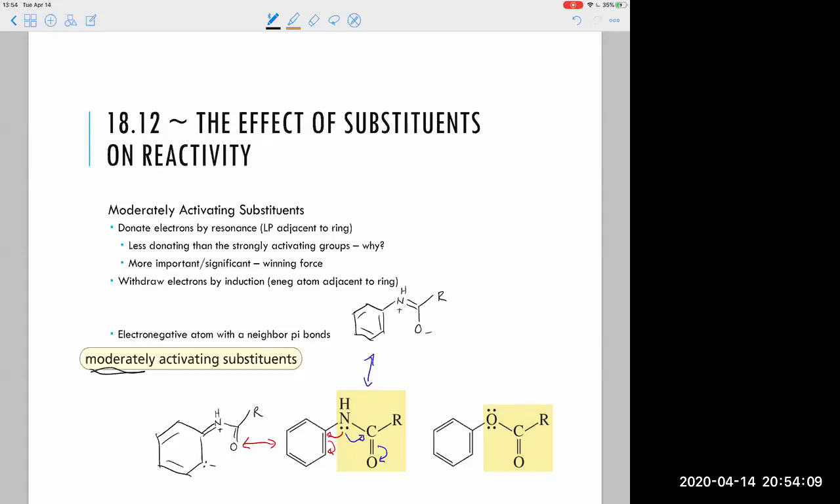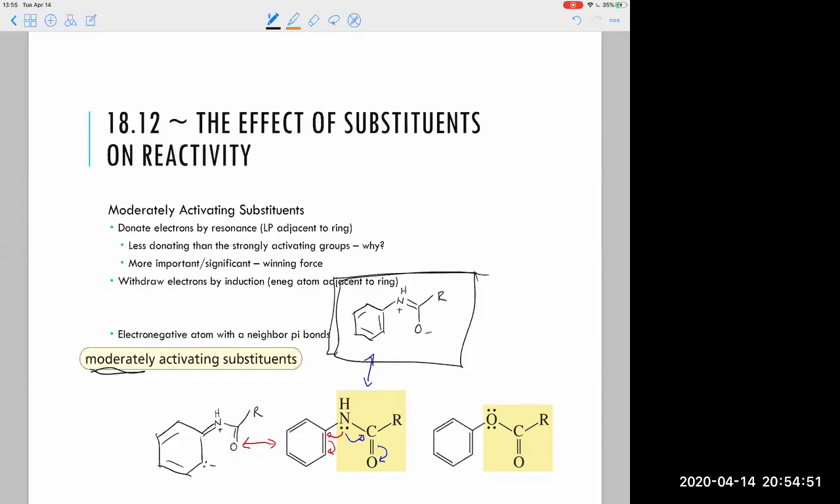So I thought when you had more resonance structures, it was more stable. Right, but this is not about the free energy stability of a molecule. This is how reactive that benzene ring is. This resonance structure right here, the other one that's available because it's an amide, does nothing to activate that ring. Activating the ring is all about putting electrons into the benzene ring itself. One of my resonance structures does that. That's why this group is moderately activating. But the other resonance structure doesn't. So that's why it's not strongly activating.